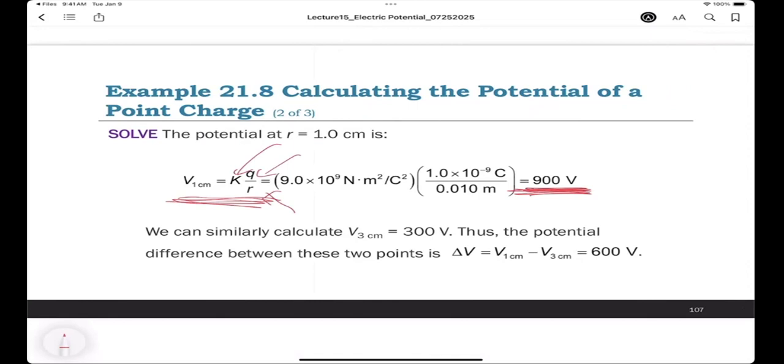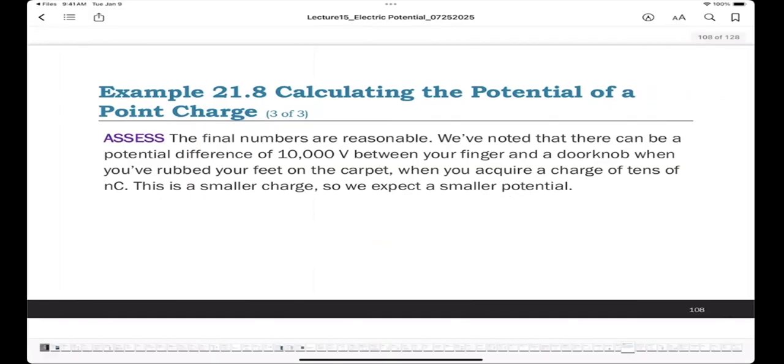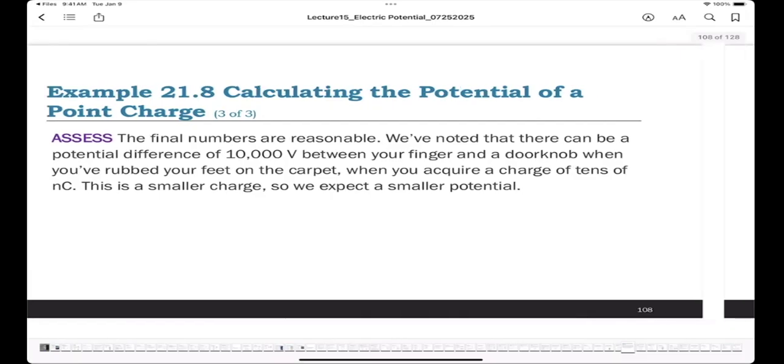We can simply calculate for 3 centimeters by putting 3 here. It is 300 volts. Thus, the potential difference between those two points is 600 volts. The final numbers are reasonable. We've noticed that there can be a potential difference of 10,000 volts between your finger and a doorknob when you rub your feet on the carpet. When you acquire a charge of 10 nC, this is a smaller charge, so we expect a smaller potential.